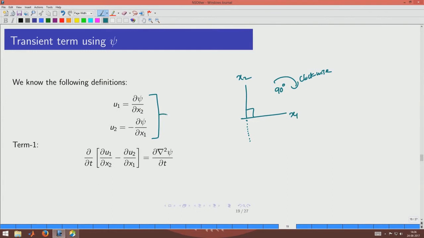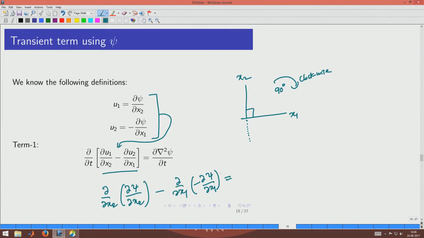Now what we do is we plug these two expressions here, and immediately we could see that this term comes out as the Laplacian of psi. You could see that the first term is dou by dou x2 of u1, which is nothing but dou psi by dou x2, minus dou by dou x1 of u2, which is nothing but minus dou psi by dou x1. So, these two will cancel, and therefore, you see dou square psi by dou x2 square plus dou square psi by dou x1 square, which is nothing but this.